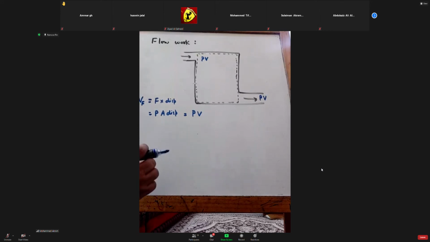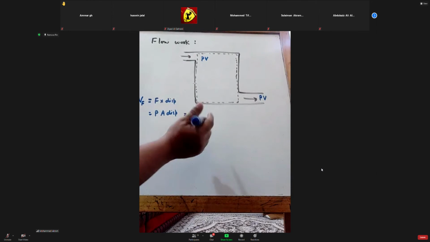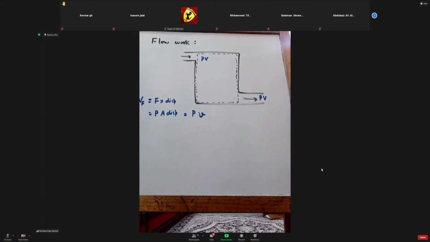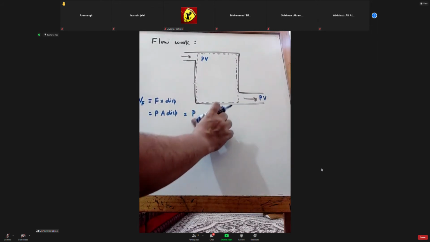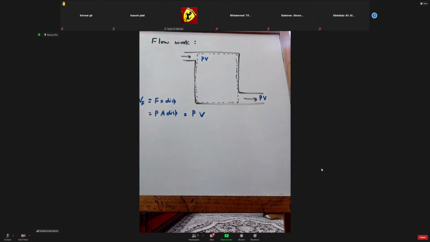Here you can also write in terms of specific volume, or you can write in terms of volume. Both are correct. Because if you write specific volume, it will be specific work. Capital W is for volume, and small w will be P into v.